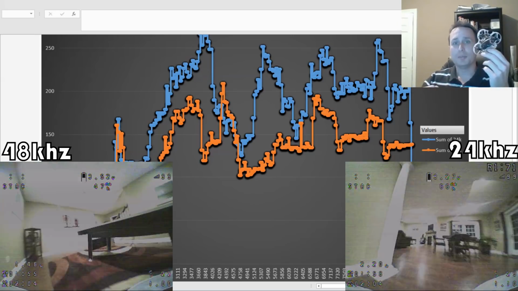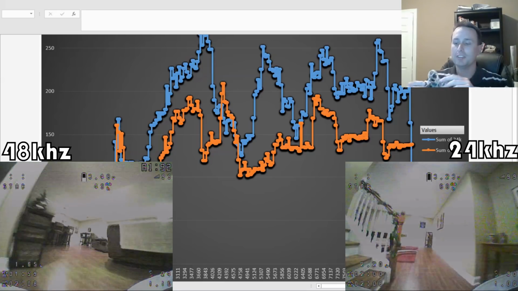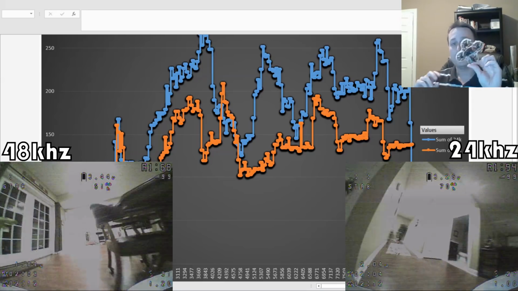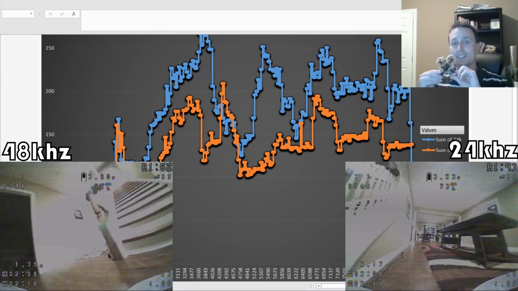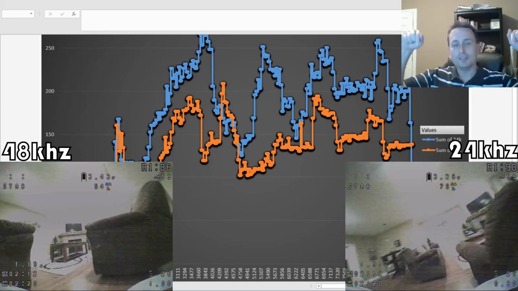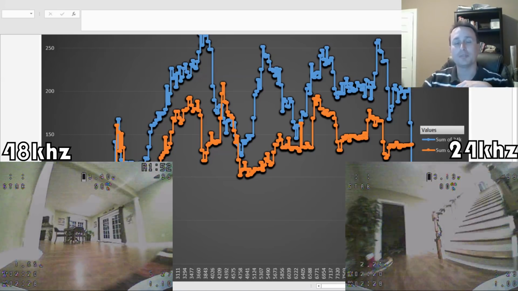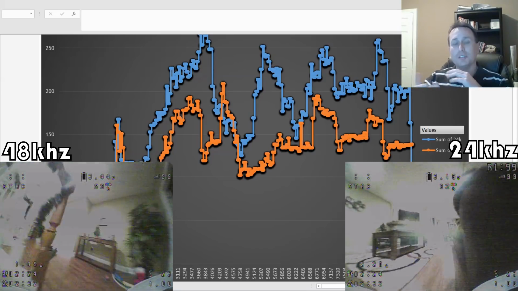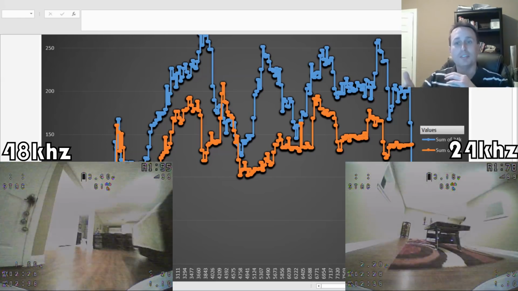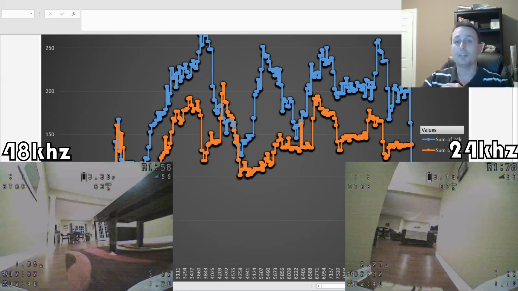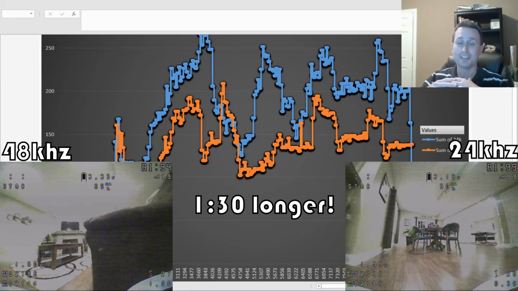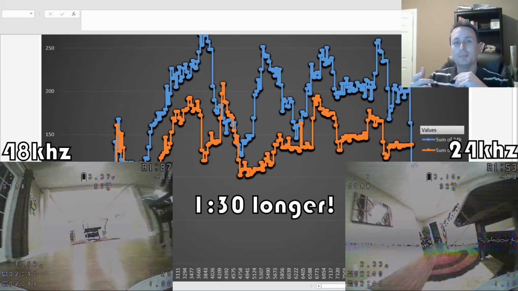I used my Mobula7 whoop here, and I didn't change anything on it whatsoever. I used the exact same batteries. If you've noticed the two flights running on the screen, that's both of the flights, the 48 kilohertz and the 24 kilohertz. And you'll see at the end result how the 48 kilohertz runs quite a bit longer, which is pretty significant. So I wanted to dig into that a little bit more.